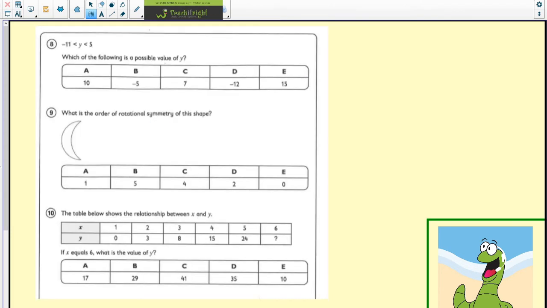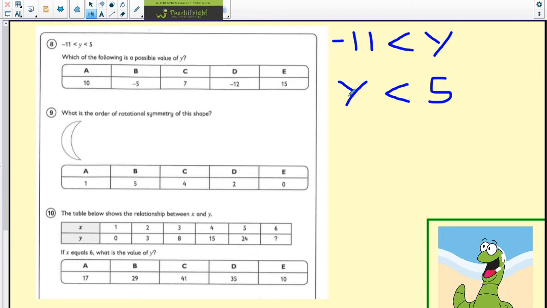Right, question 8. Which of the following could be a value of y? So the way to read this is you read from left to right, and you need to be able to know the difference between your less than and more than arrows. -11 is less than y, which means y has to be bigger than it. And then we split into two things. So -11 is less than y, and then we say y is less than 5. So our number has to be bigger than -11 and less than 5.